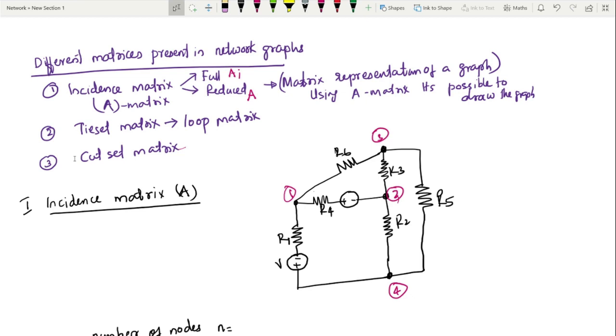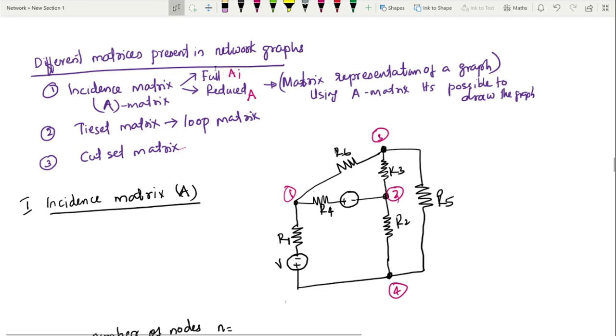How to find the incidence matrix by applying KCL at each node of the graph, and how to find the incidence matrix in a simple way. And finally, we will discuss how to draw the graph of the network if we know the incidence matrix of a graph. Let's see all these things in detail.